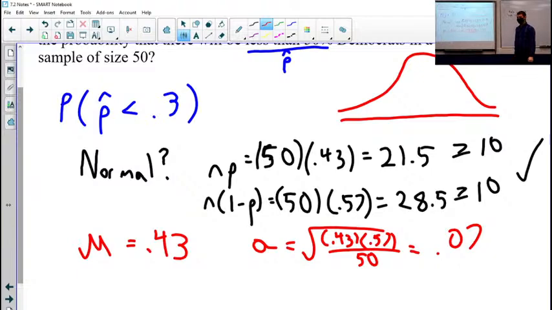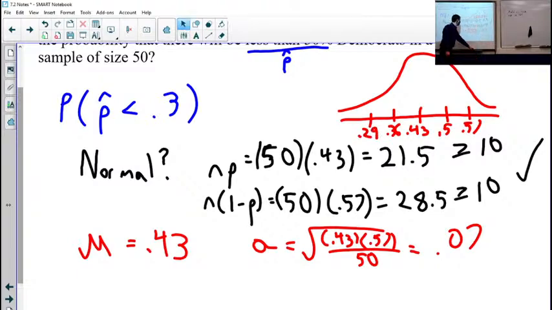I always suggest drawing a picture so you can get a sense of the distribution and the area that you're shading here. We're centered at 0.43. And then we need to take 0.47. I always draw 2 standard deviations on either side. 0.5, 0.57, 0.36, 0.29. We want 0.3. We want to know about everything to the left.